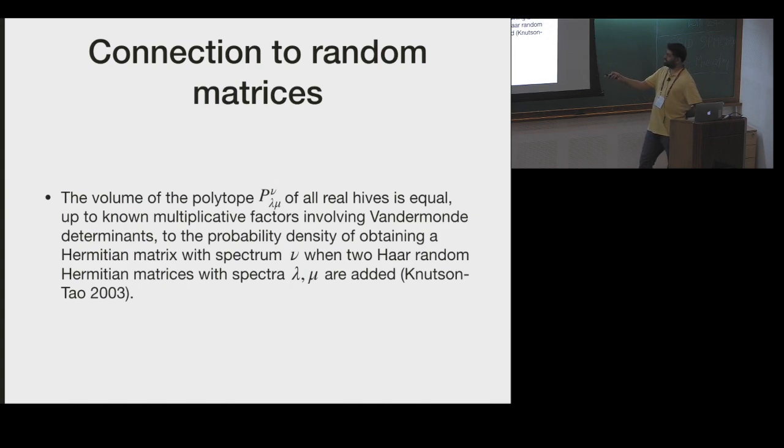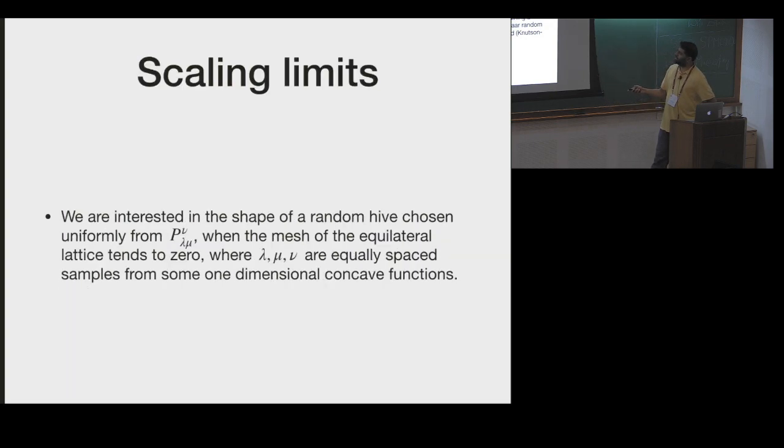So for all these reasons, it's of interest to study these random concave functions. And we are interested in this situation when these hives are becoming very large. So you want to know that if you have two very large Hermitian matrices with given spectra, what's the probability density that when you add them, you get a certain spectrum.